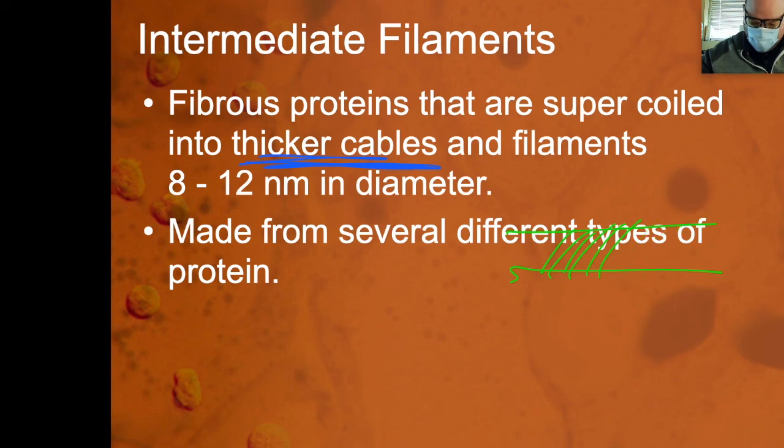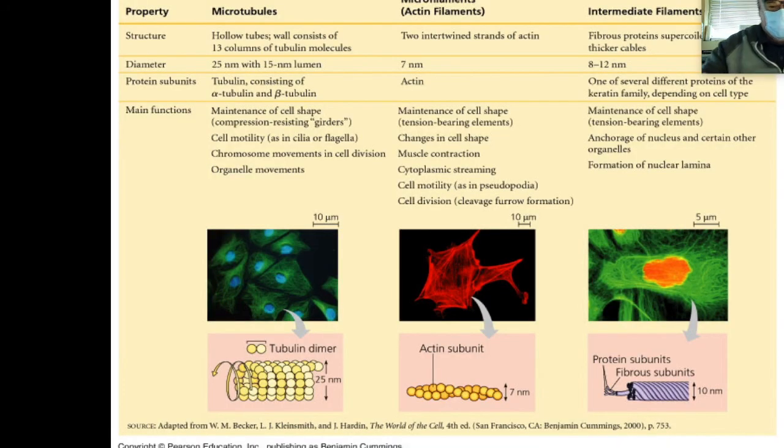Now, these are shown in this picture right here, and you can kind of see these are microfilaments, which are the smallest. These are microtubules, which are hollow in the middle. And intermediate filaments are shown here with that rope-like structure. And let's go over their functions, okay?